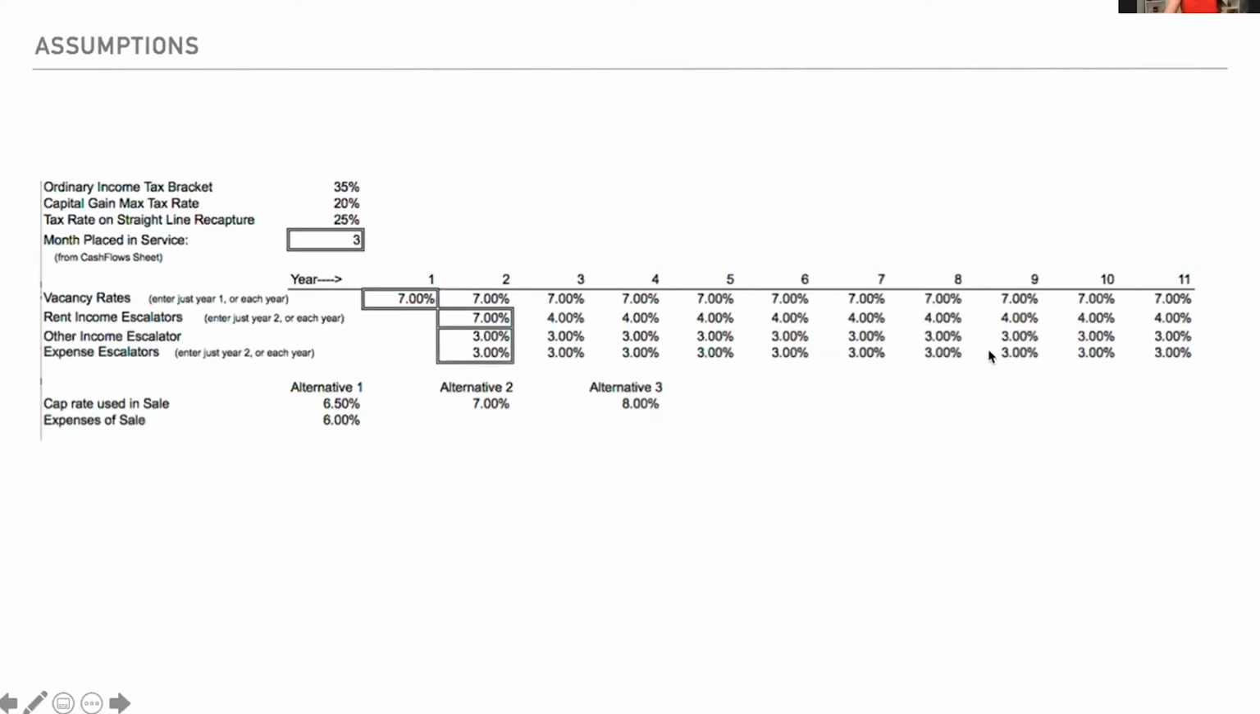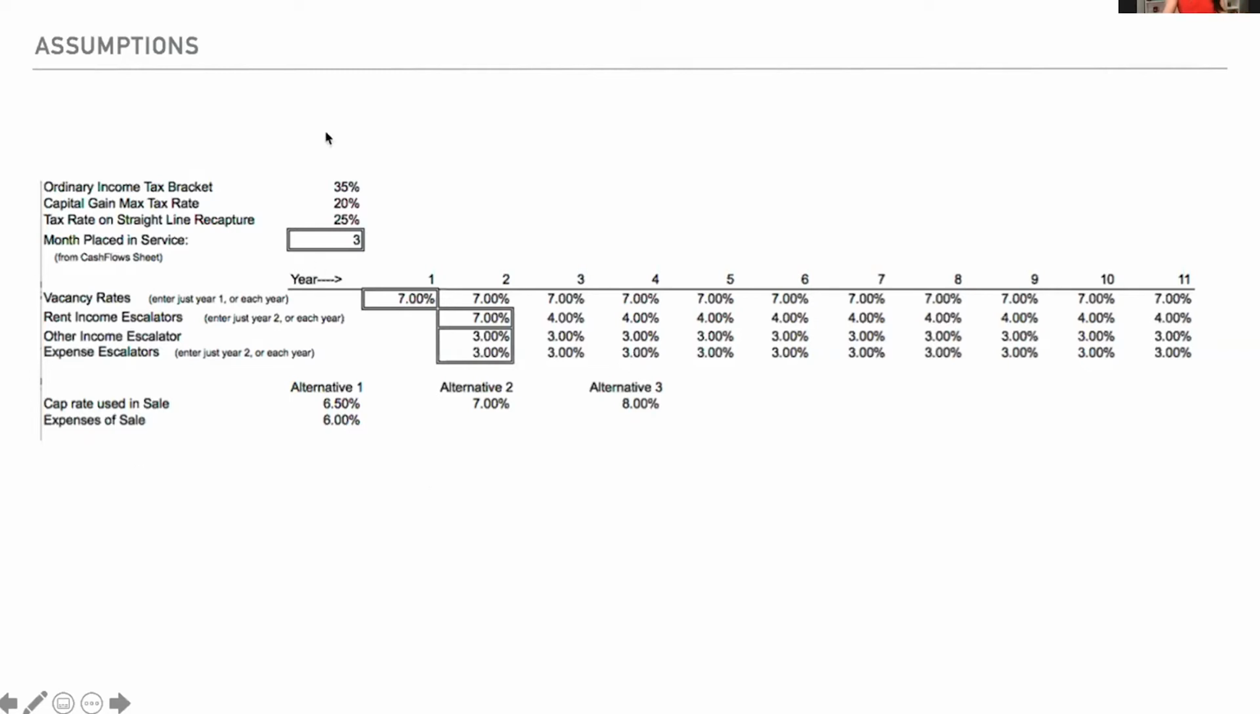I typically run the 10 years, assuming my client's going to hold it long term. But if my client says, I know I'm not going to hold it more than 5 or 6 years, then I will do a 5-year analysis. So this is just assumptions, like, okay, when my client's going to sell, I assume that the cap rate at the time is going to be either 6.5%, 7%, or 8%. So now you are giving 3 different scenarios: aggressive, moderate, and conservative. And also the expense of sale could include closing costs and also commission.